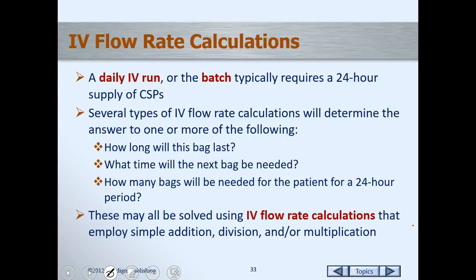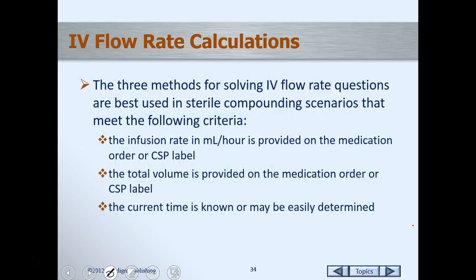Now your flow rate calculations in the IV run or the batch are generally calculated on a 24-hour supply. Things we might need to determine include how long the bag's going to last, what time we need the next bag, and how many bags we need for 24 hours. So we can use different ways to calculate those need-based calculations.